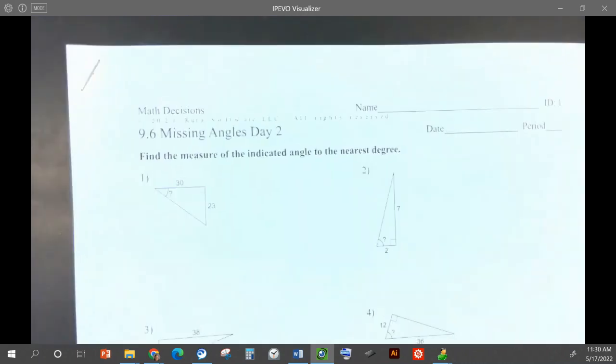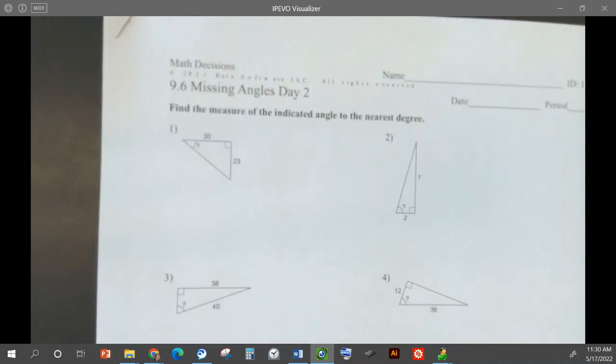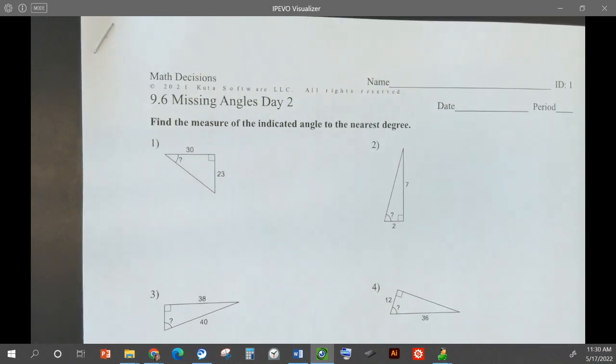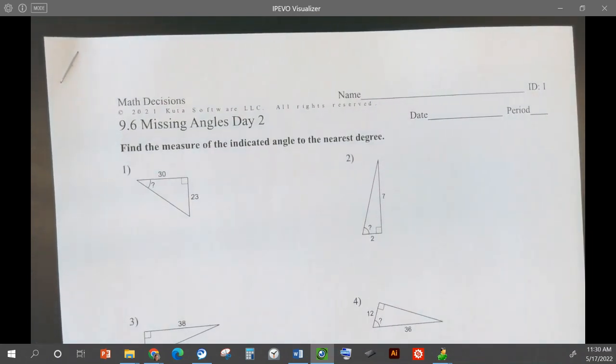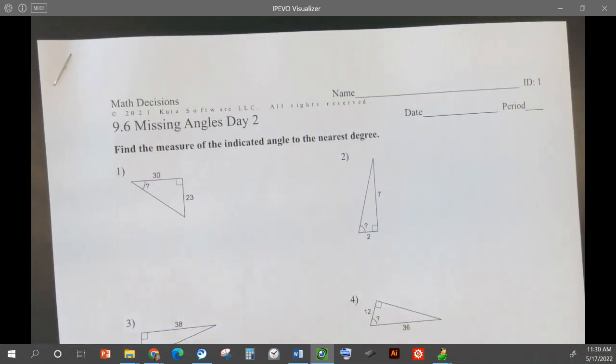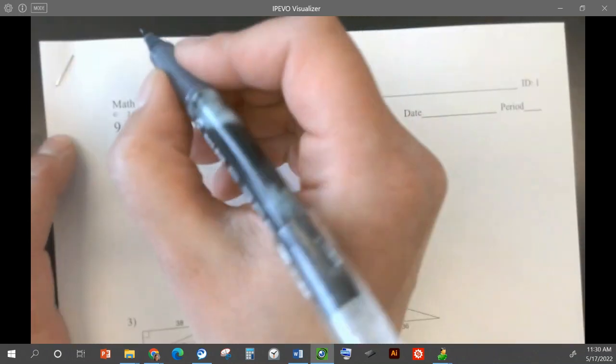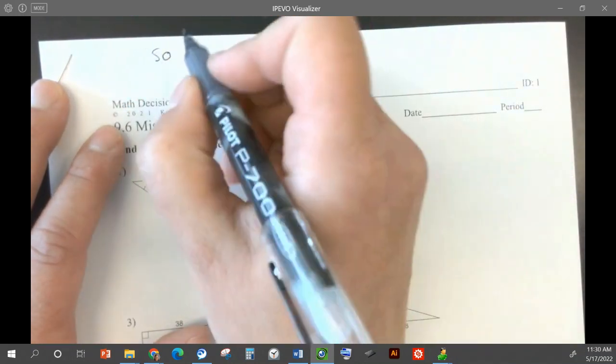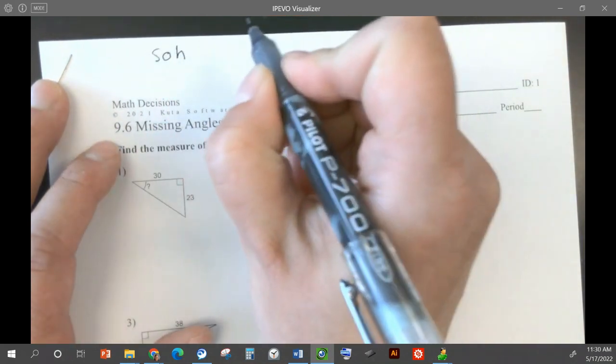Right. So today, just like last time, we're looking for the missing angle. So we still need to know the trig functions and the relation to the sides of the triangle. What I like to do, this helps me a lot: if I know I'm going to use these trig functions, I'm going to write SOHCAHTOA at the top.